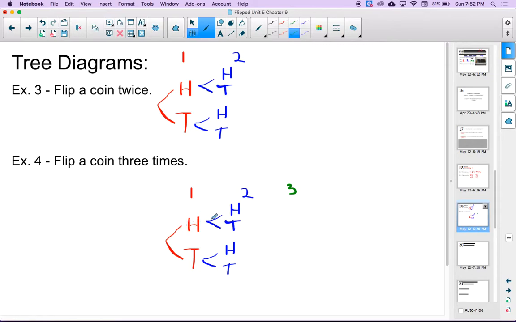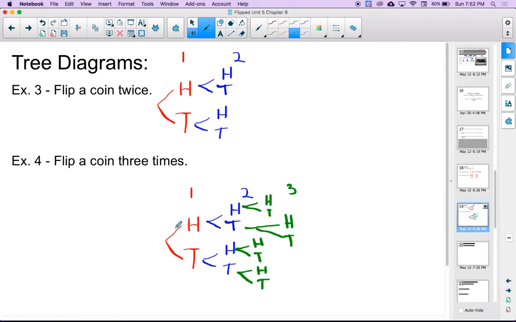This flip happens after the second flip. So if I had gotten heads on the second flip, I could still get heads or tails on the third flip. If I had gotten tails on the second flip, I could still get heads or tails on the third flip. The same goes for the other two branches. So now my tree diagram got a little bit wider, a little bit more complicated.